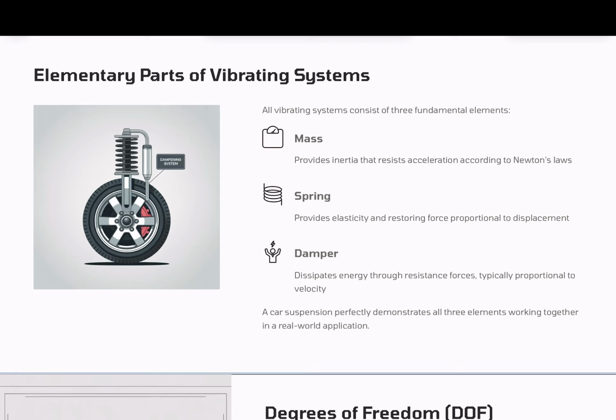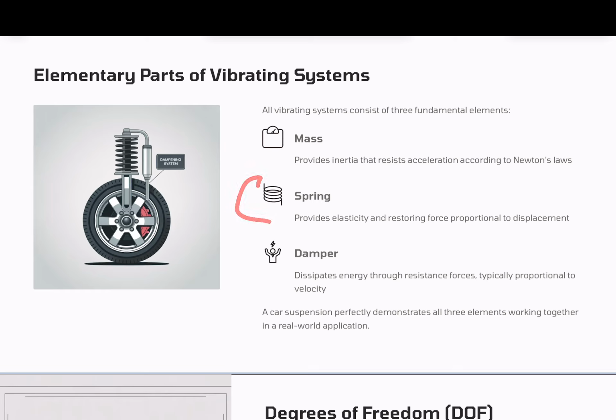Okay, now we have defined the vibration. Let's look at the basic building blocks of any vibration system. We can break down a vibration system into three fundamental parts, the elementary parts of a vibration system. First, the mass. Second, the spring, and the third, the damper. The mass represents the object that is moving, providing the inertia that resists acceleration according to Newton's law, because the heavier mass needs a bigger force to accelerate, okay.